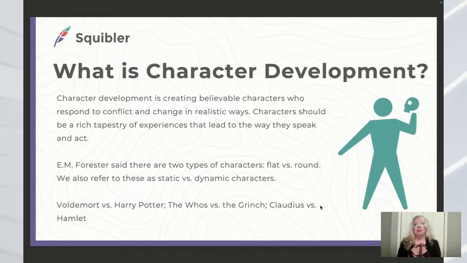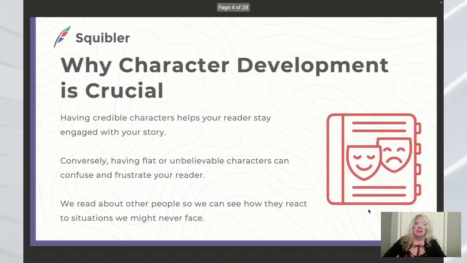Some examples would be Voldemort versus Harry Potter. Voldemort does not change during the Harry Potter series. He remains the same, so he's static. But Harry Potter does. He learns how to control his magic, and he does develop throughout the novels. You also have the Whos versus the Grinch. The Whos are cheerful the whole way through, no matter what happens, no matter if all of their Christmas goodies get stolen. But the Grinch is the one who changes. He's dynamic. He learns a lesson. And with older literature, an example from a play would be Claudius versus Hamlet. Claudius is devious the whole way through, but Hamlet has to learn who killed his father, and he changes during the course of this as well.